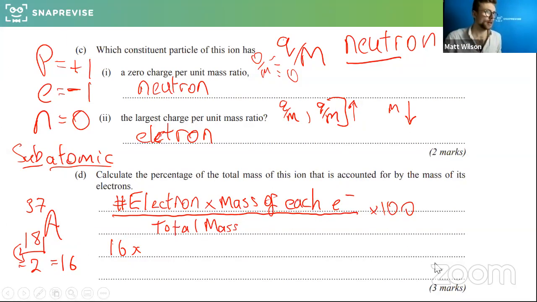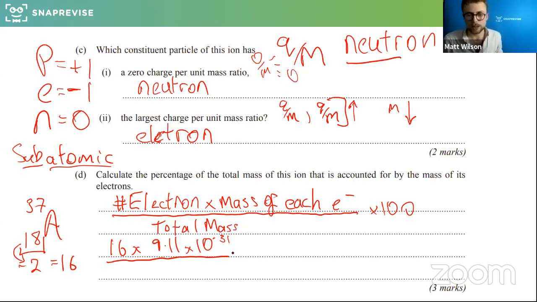So does anyone know the mass of electron? Good thing is you will be given this in your formula book, so no worries if you don't. In fact, I can never remember this. So the mass of the electron is 9.11 times 10 to the minus 31 kilograms. Okay, what about the total mass?